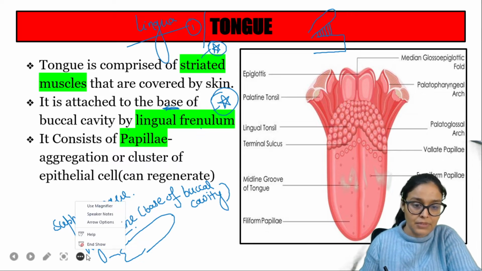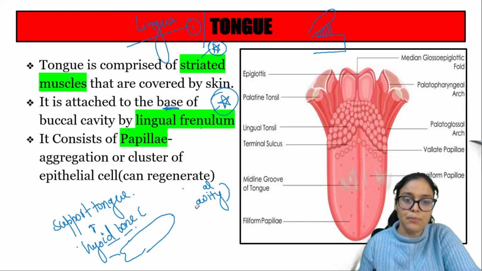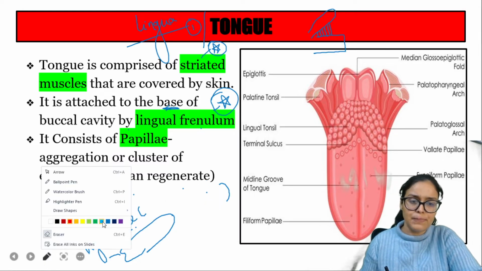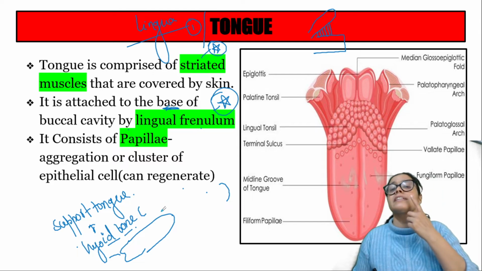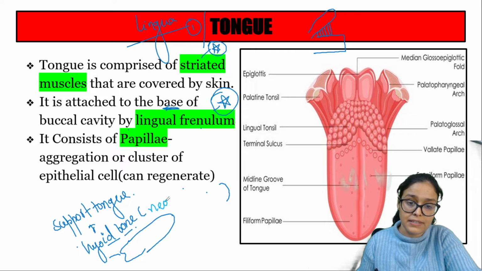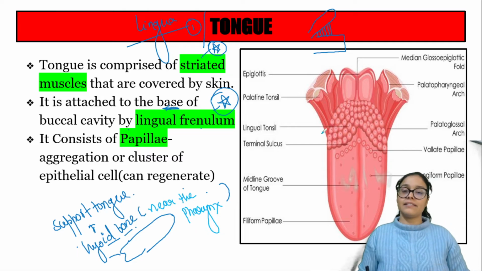So that is something which you have to remember, and it's not the base of the buccal cavity. The hyoid bone is basically present near the pharynx, right? So we call it base, we usually say base, but yes, you are understanding, right? So it's present near the pharynx. So obviously the hyoid bone is present near the pharynx, that you have to remember. So obviously this is the tongue.